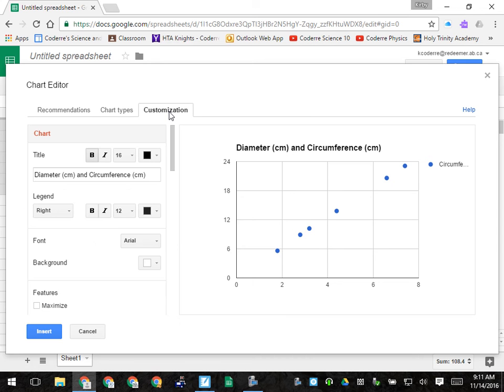So if we go to customization, the first option is title. Rather than have diameter and circumference, which is fine, I probably want that in there, I'll put in versus. And then I might also call it circle graph or something like that.